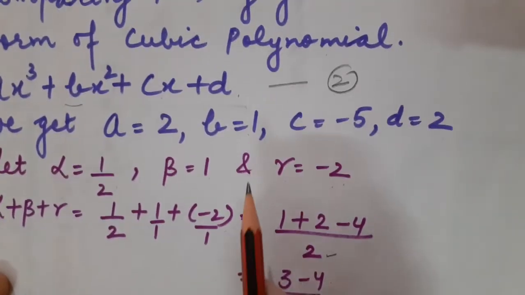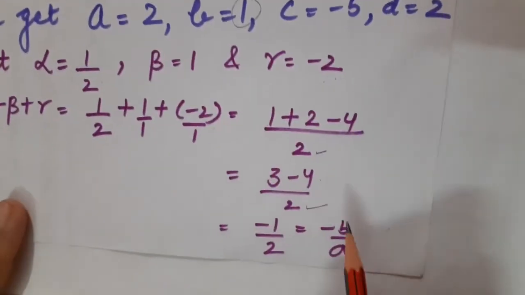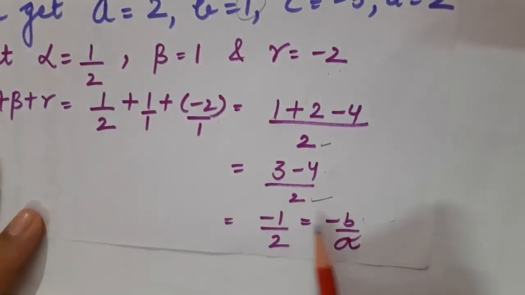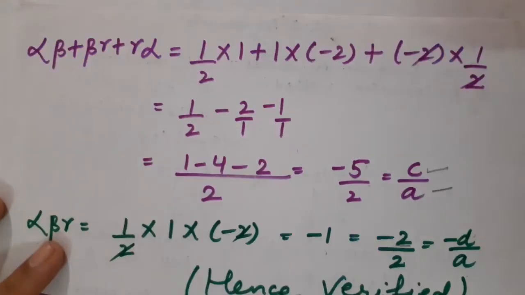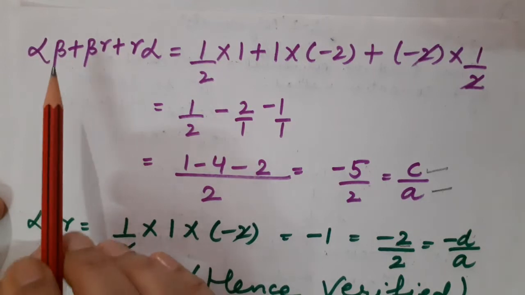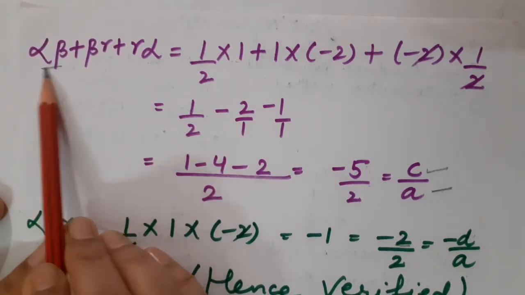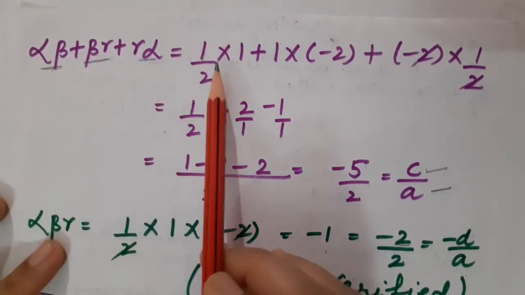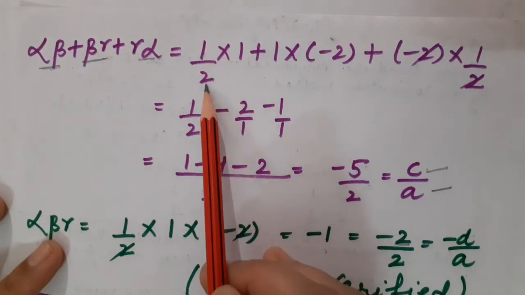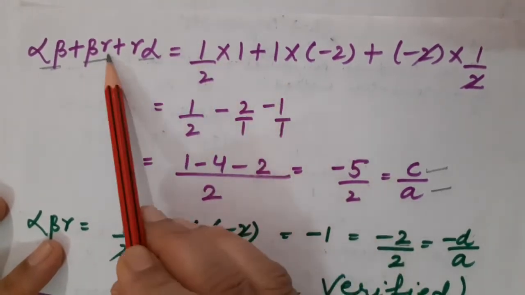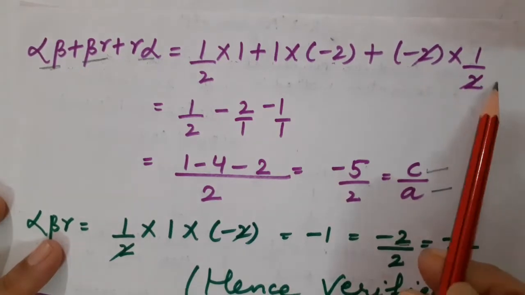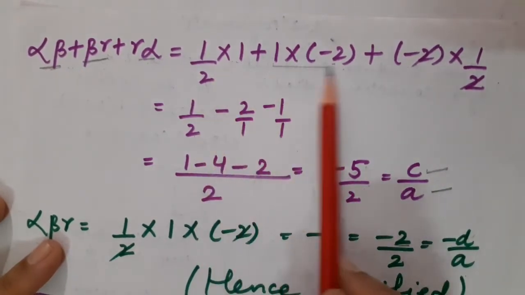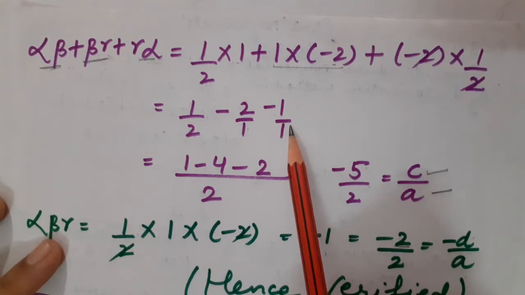Correct? Now what is b, children? b is 1. So can I write it as -b upon a, because minus would remain minus, and in place of 1 I have written here b, and a is also 2. Correct, children? Fine. Now for verification, what else do we have to do? We have to find out the sum of the product of the zeros taken 2 at a time. That is alpha beta plus beta gamma plus gamma alpha. That is, in place of alpha I have put here 1/2, in place of beta I have put 1, in place of gamma I have put -2. Clear, children? Now it has become 1/2, this is -2, this is -1 after simplifying.